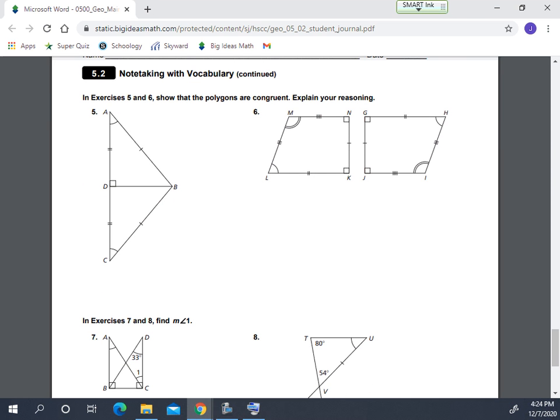Next says 5 and 6 show that the polygons are congruent. Okay, that's easy. Well, I know that this 90-degree angle here, I know that this has to be 90 degrees, right? This here is a line. And the angle measure of a line is 180 degrees. Well, I know if this one is 90, ADB is 90 degrees, then BDC has to be 90 degrees, right? So, figured that one out. That's good.